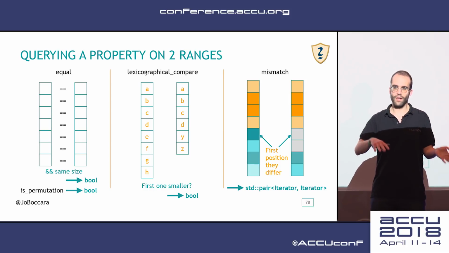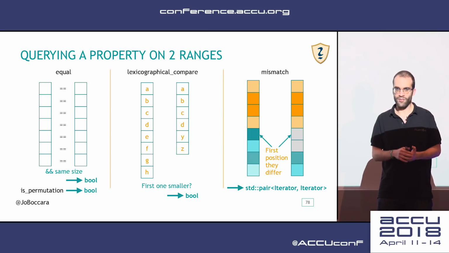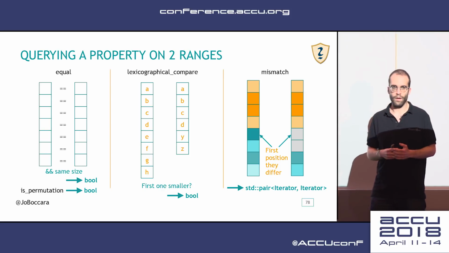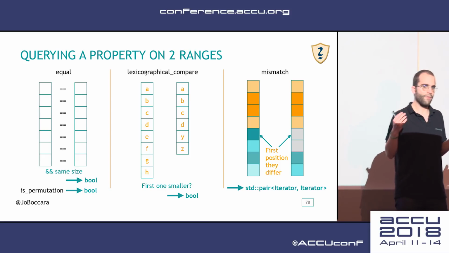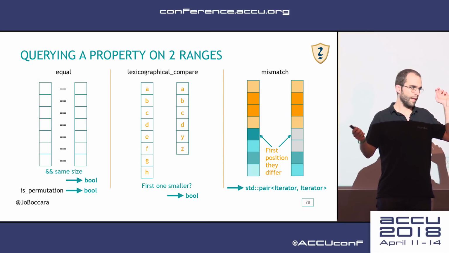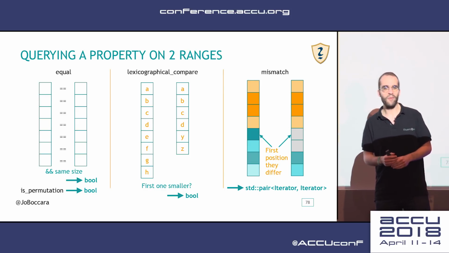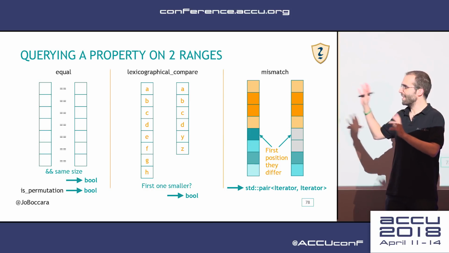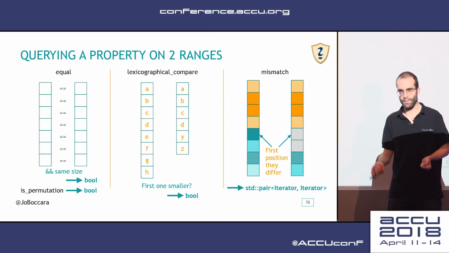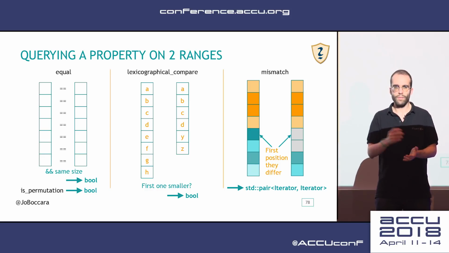Now, that was properties on one range. We can also query a property on 2 ranges. The first one, the idea is to somehow compare 2 ranges. It expresses whether those ranges contain the same contents. So all elements are equal and in the same order and the collections have the same size, and that returns a Boolean. Now, if we only want to know if this is the same contents but not necessarily in the same order, there is is_permutation, returning a Boolean as well.